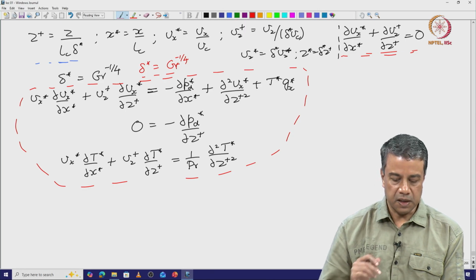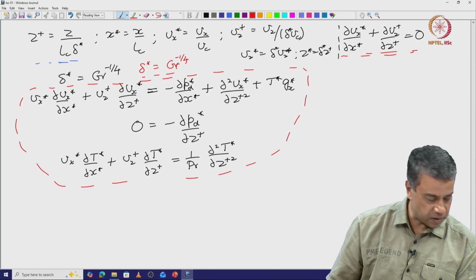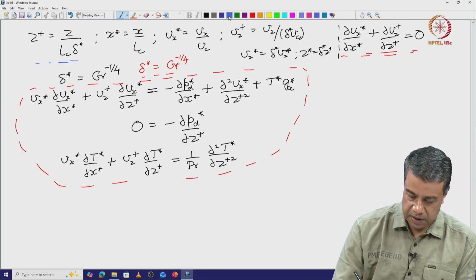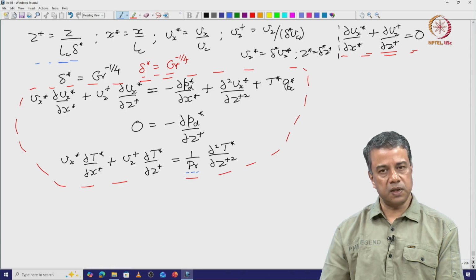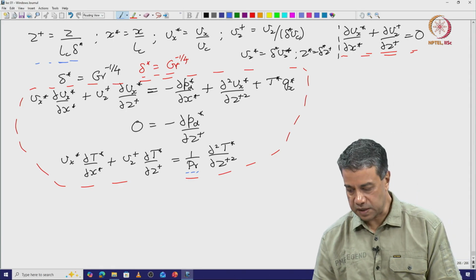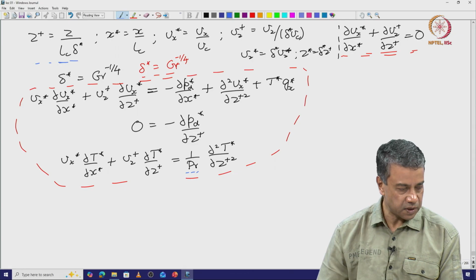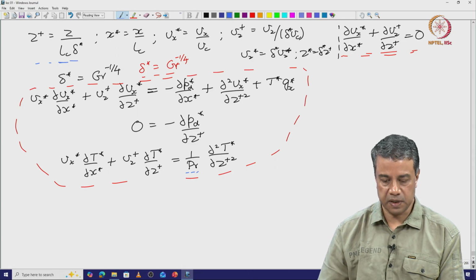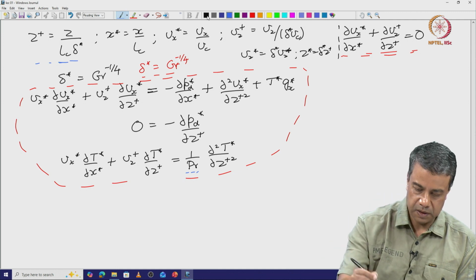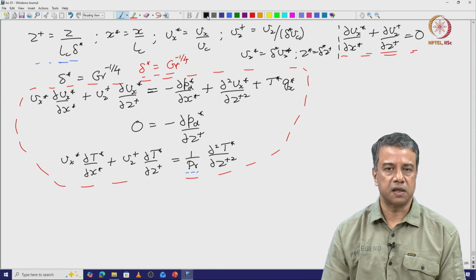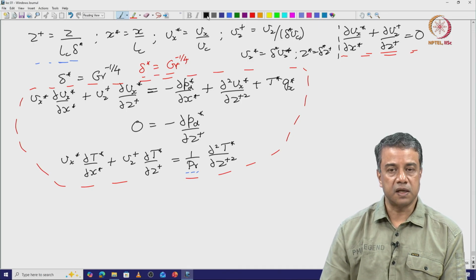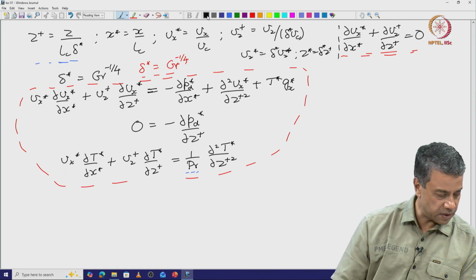The equations contain only one parameter, and that is the Prandtl number. Therefore, the solution can also depend only upon this one parameter. The solution for T star, the velocities Vx star and Vz plus, and the pressure, of course, can depend only upon this one parameter.